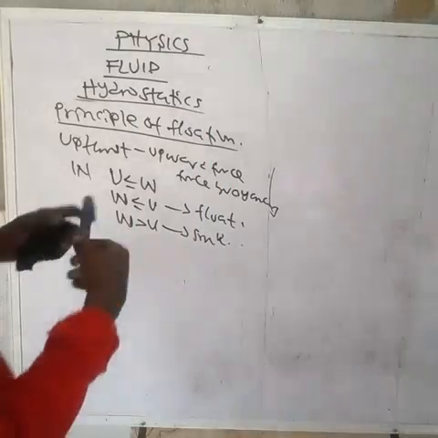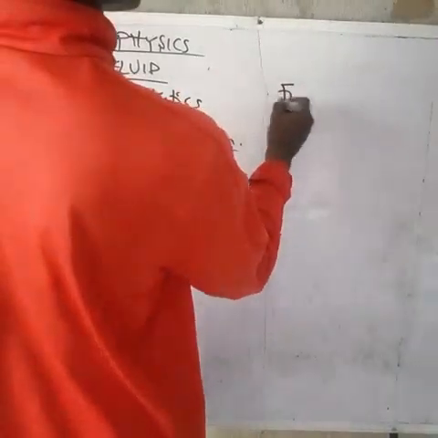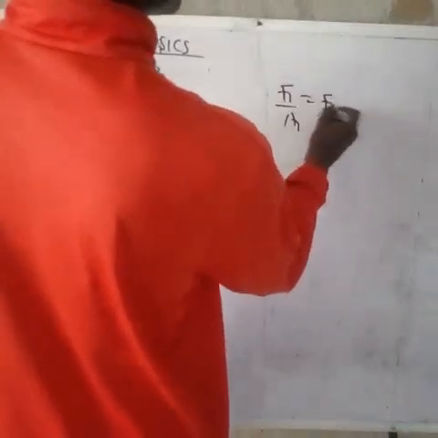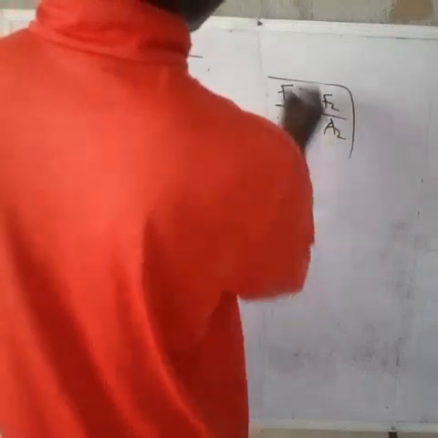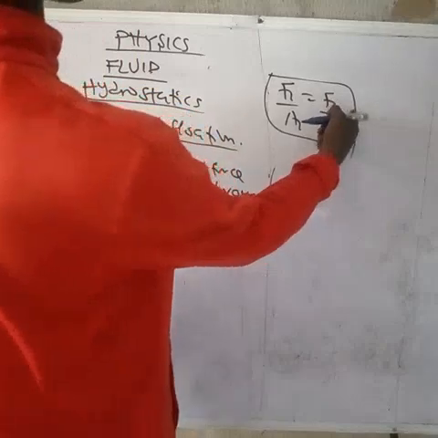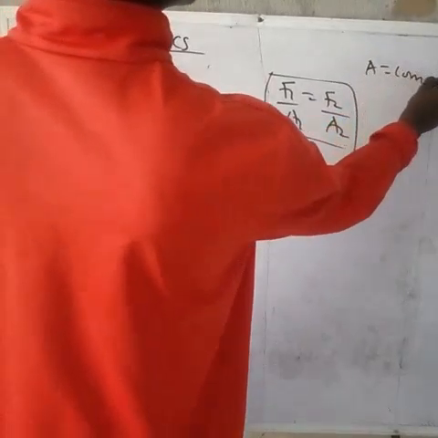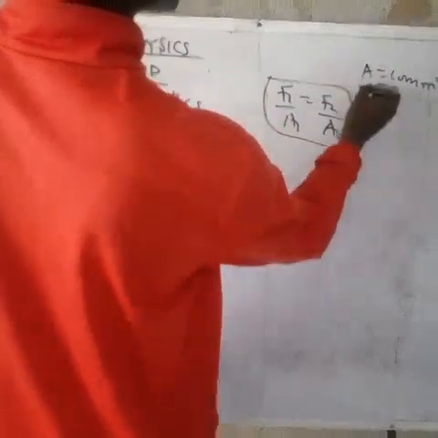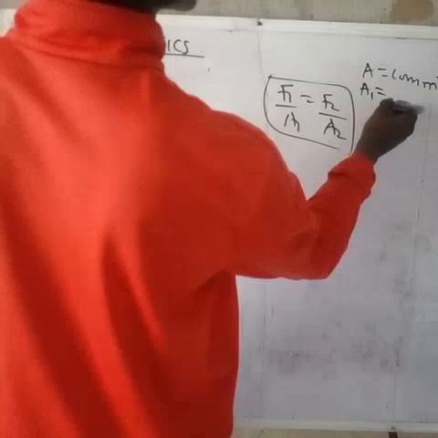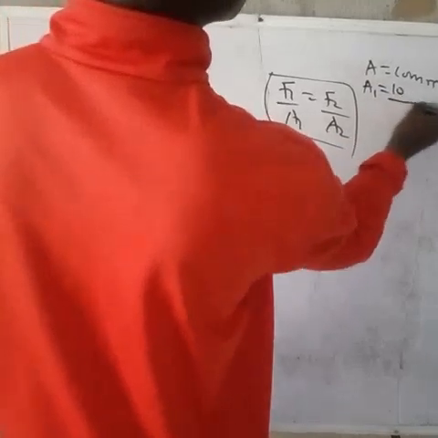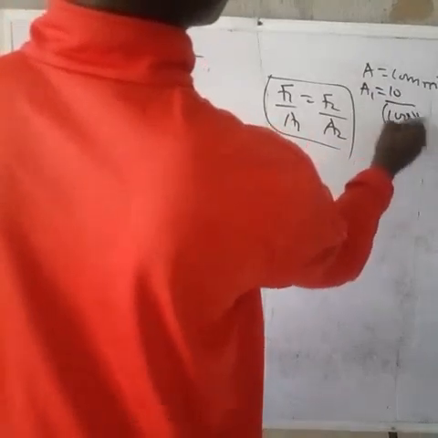Don't forget that I gave you Pascal's principle to be F1 over A1 is equal to F2 over A2. And I said that sometimes they will give you two forces. They can give you one area, maybe 10 millimeters square. So to convert from millimeter square to meter square, let's say area 1 is given, you have 10 over 1000, then all raised to power 2.